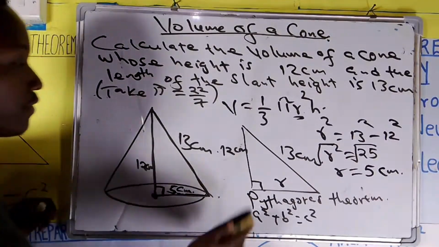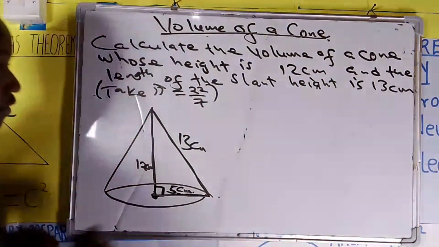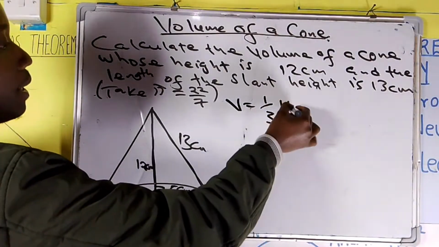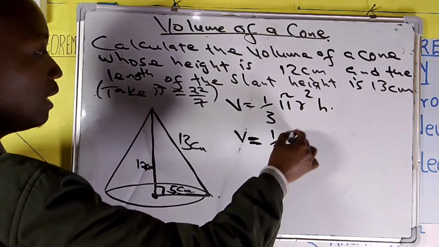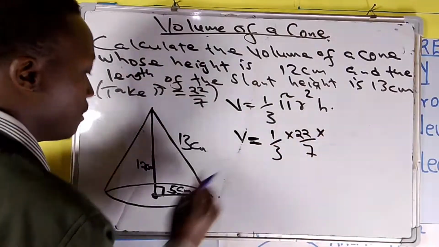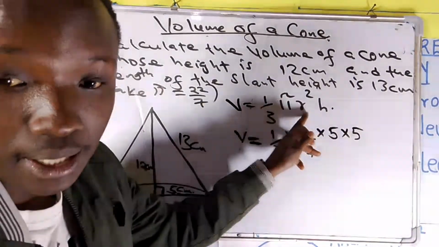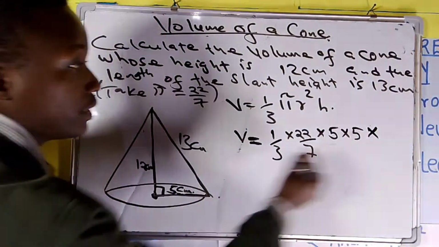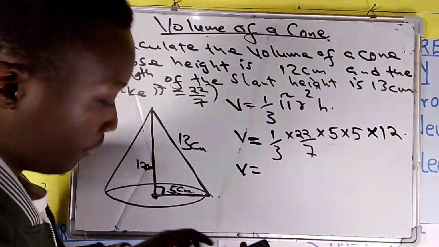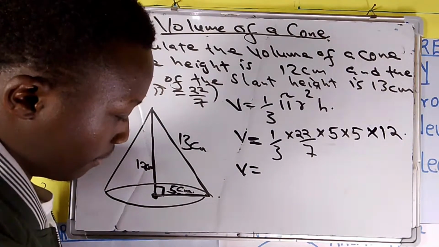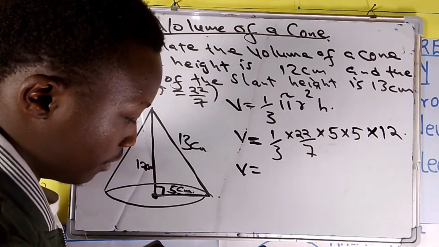After we get our radius as 5 centimeters, we can now proceed to find the volume, where we said that volume is equal to a third pi r squared h. So the volume is going to be a third times 22 over 7 times our radius, 5 times 5. Why 5 times 5? It is 5 squared, then multiplied by the perpendicular height, which is 12. If you take your calculator, you will get a third times 22 over 7 times 5 times 5 times 12.